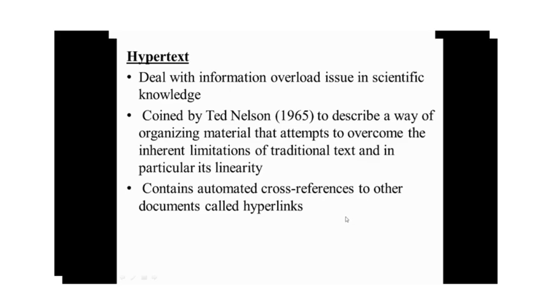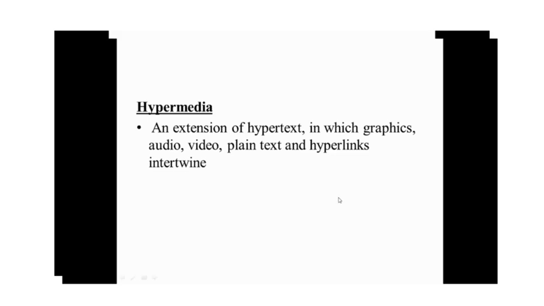Hypertext deals with information overload and is used in scientific knowledge. It was coined by Ted Nelson. It is a way of organizing material that attempts to overcome inherent limitations of traditional text, in particular its linearity. It contains automated cross references to other documents called hyperlinks. Hypermedia is an extension of hypertext in which graphics, audio, video, plain text and hyperlinks intertwine.